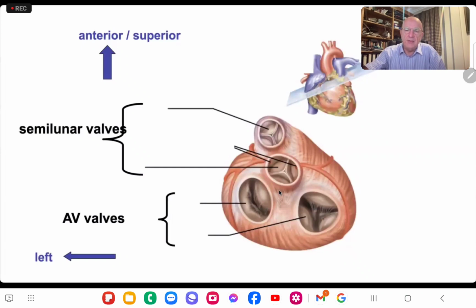Your picture should be of the aortic valve being stuck right in the middle of the heart. It's the most central structure in the heart. And you're going to need to be able to identify which leaflet of the valves is which.